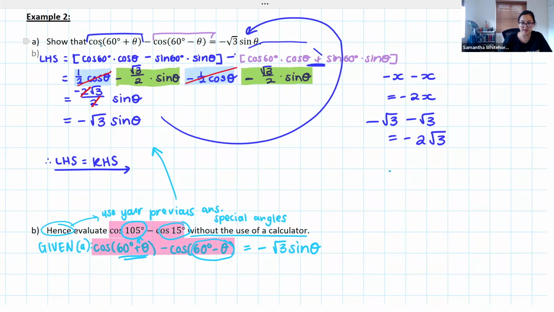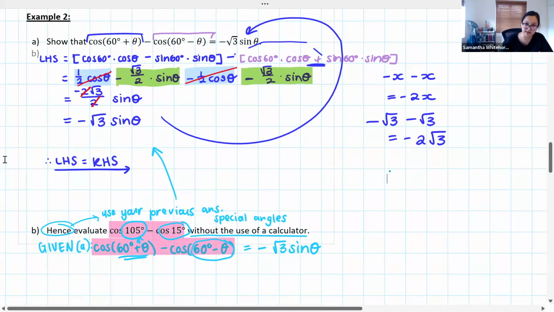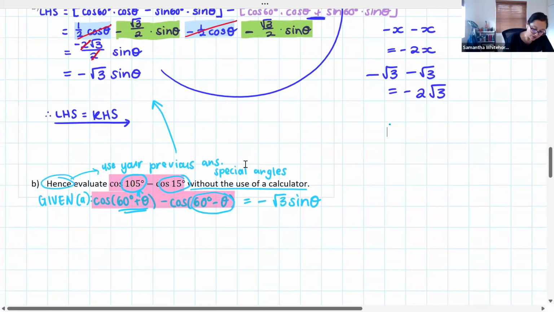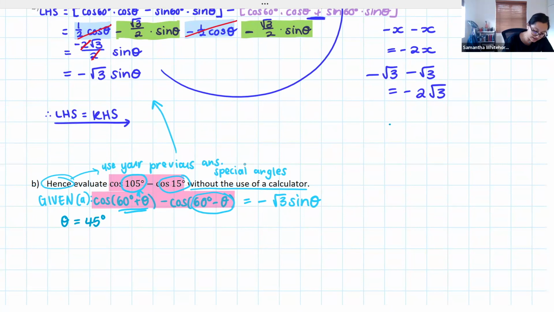Good, guys. Well done. Okay, so what we can essentially see is that theta is equal to 45. If you say 60 plus 45 degrees, you end up with 105. If you say 60 minus 45 degrees, you end up with 15. So what we're actually working with here is a cos 45 situation.